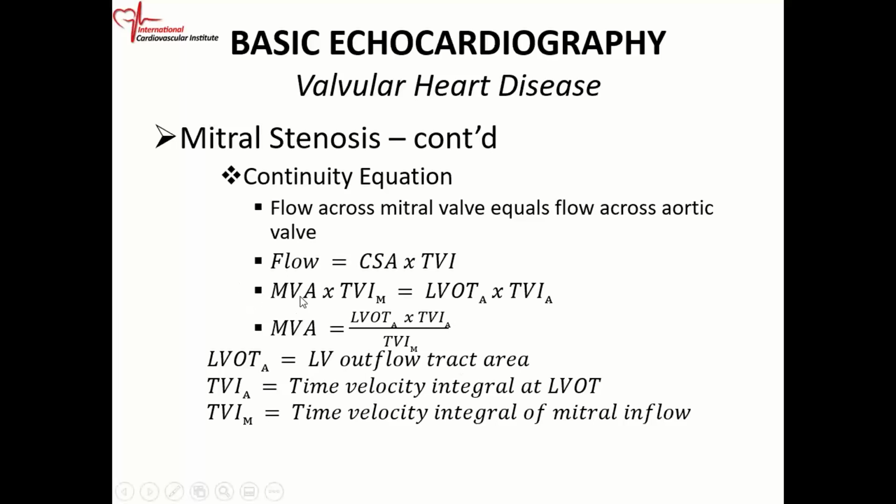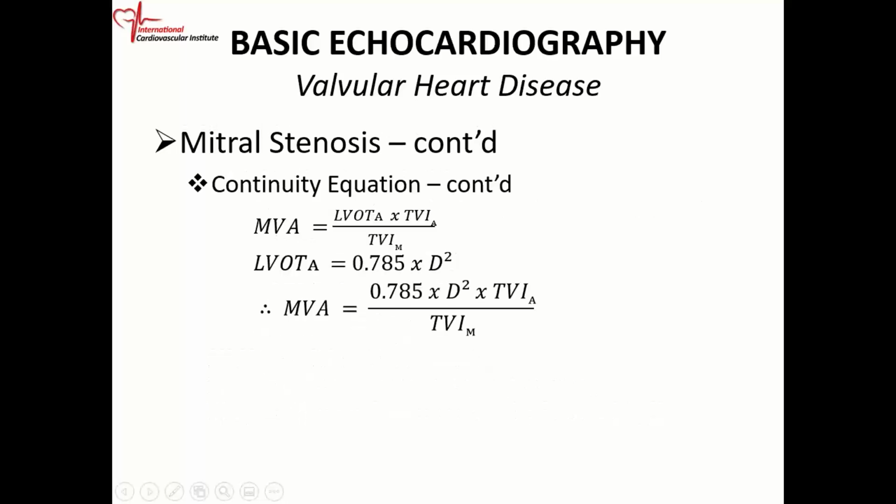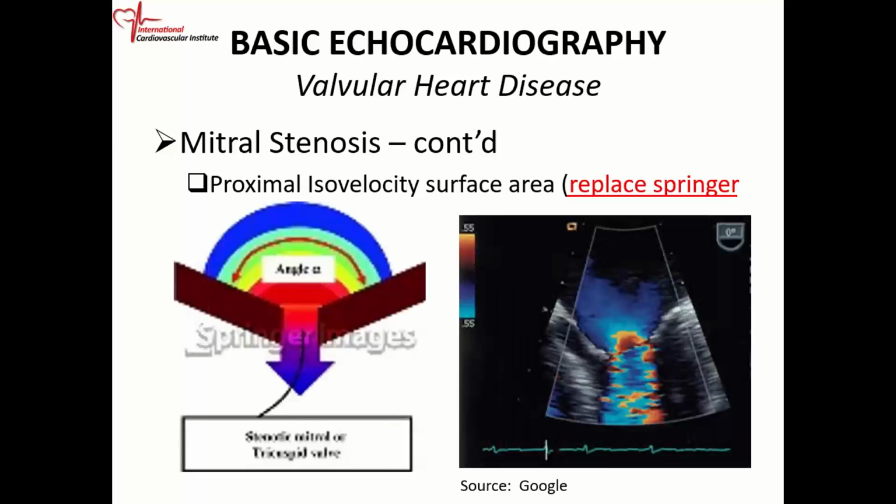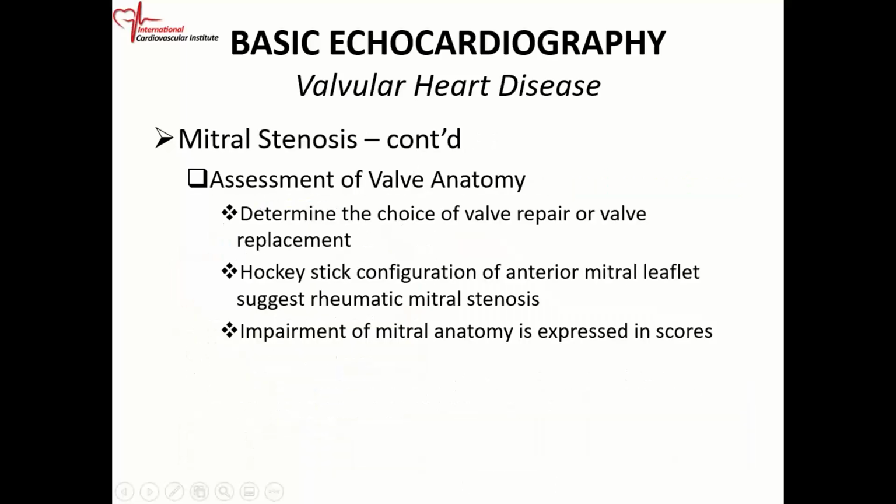When you do your mitral inflow, you can trace the TVI. The only thing you don't know is the mitral valve area. So if you just rearrange the equation, you can get the mitral valve area. So be familiar with that. Okay. And you can use a pizza method as well. We'll look into that another time.